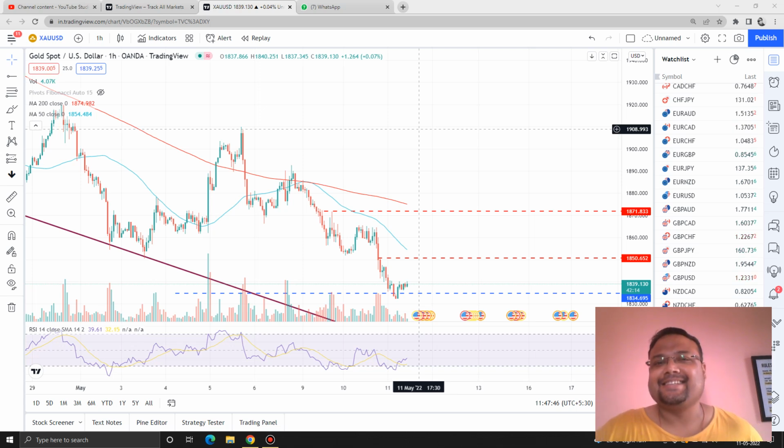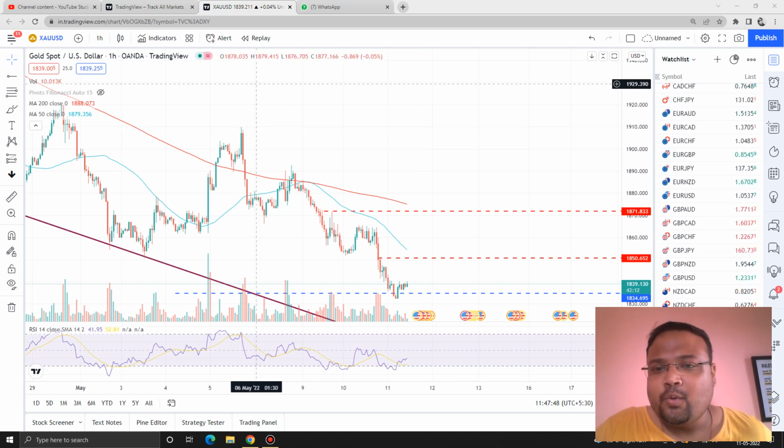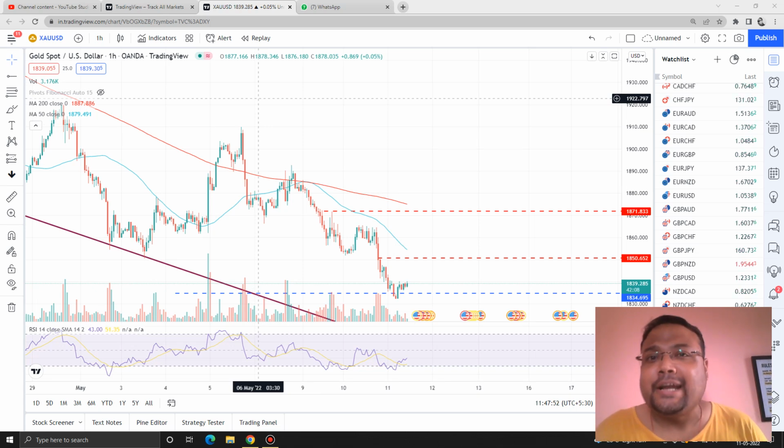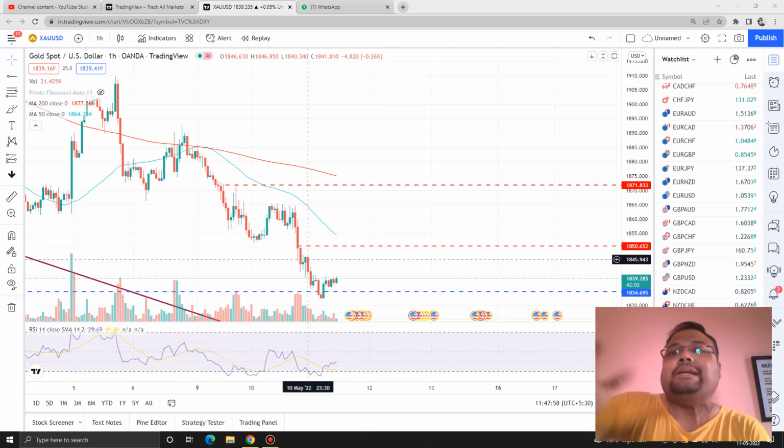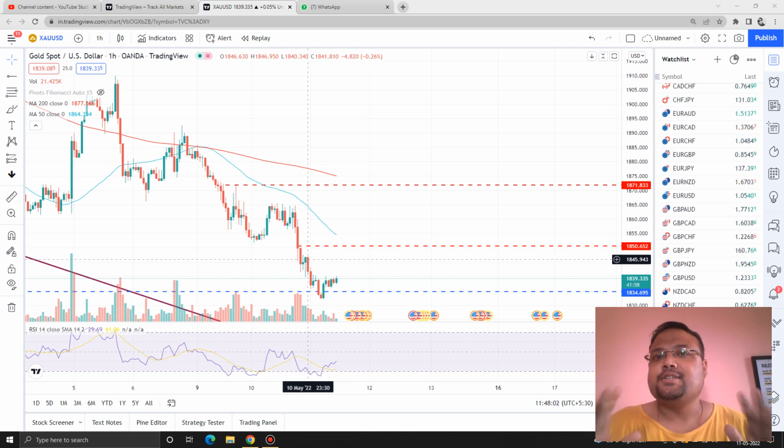So let's get started. This is the 1 hour chart of gold USD in front of us. Yesterday, thank God I told you all to book your profits, because after that we saw a huge fall on the chart of gold. Those who have listened to me, hopefully you made good profit. But right now we can see that market is standing at 1839.